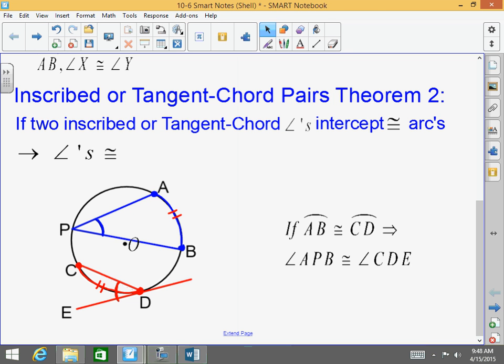Sir, on the proof, do they have to specifically state AB is congruent to CD? Correct. Well, one or the other. I could do the converse. If on a proof I told you that this angle was congruent to this angle, then you could immediately say, because of the converse of this theorem, that arc AB would be congruent to arc CD. Vice versa. They've got to give you one or the other, though, is what I'm saying. Very good. Thank you.